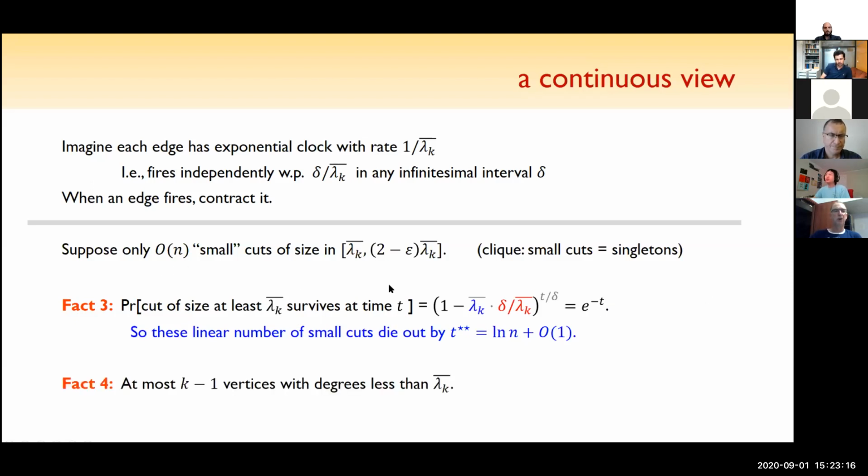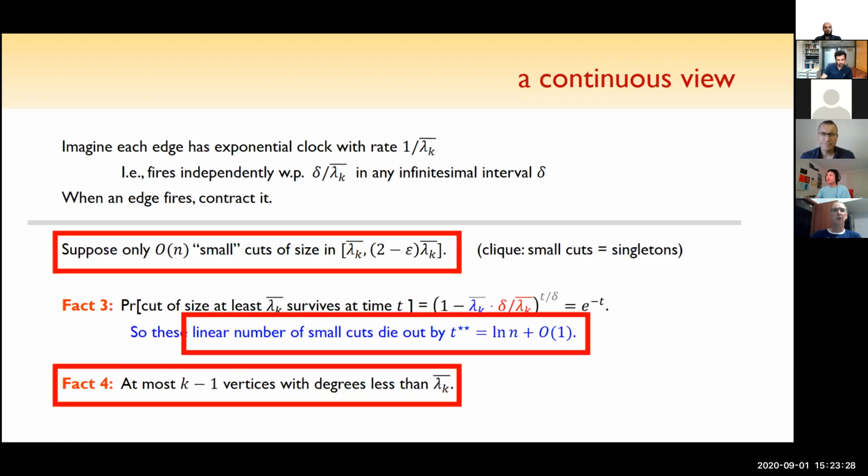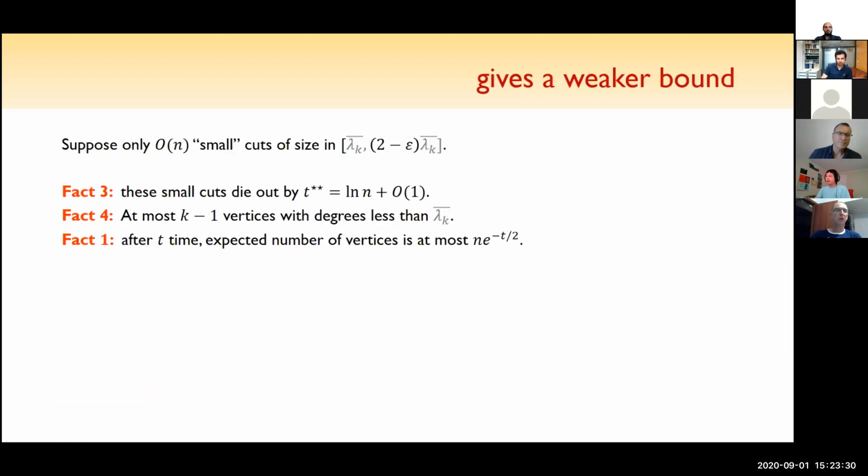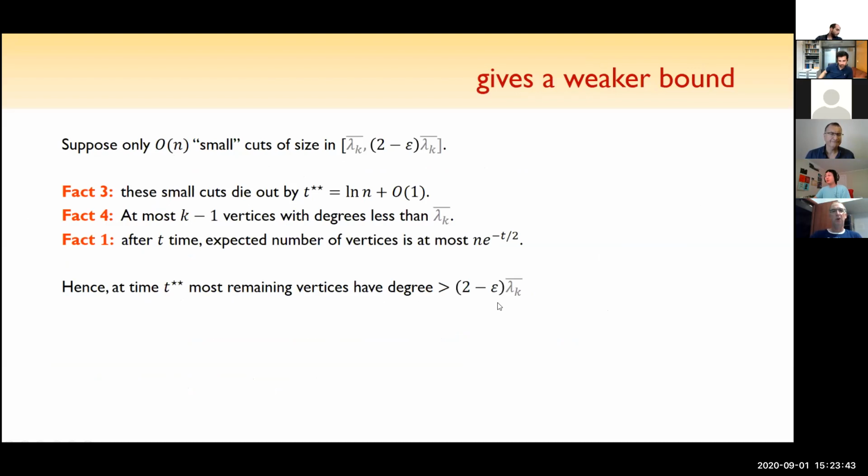And finally, what about the cuts of size less than k bar? Well, there are at most k minus 1 of them by a simple argument. If there were more than this many, then these cuts themselves would form a smaller min k cut. So with these three properties, we get that by time t star star, which is 1 ln n, much less than the original bound of 2 ln n, all the remaining vertices have degree at least 2 minus epsilon times k bar, because we've contracted all the small cuts in the graph.